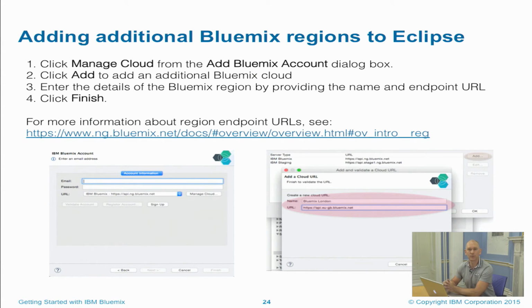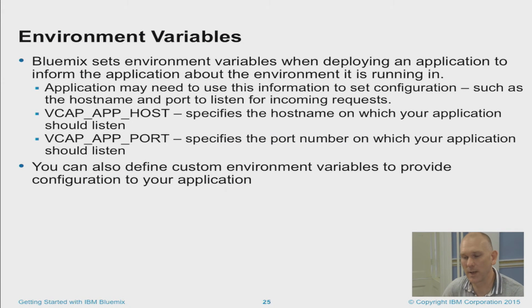So when you develop an application for Bluemix, there are a few changes you need to make to the application to allow Bluemix to manage the application. The first one is you have to use the environment variables to get configuration. When you write your application, Bluemix is going to tell you where your application should listen. So what host name and what port number your application has to listen on. And you need to use those values, otherwise Bluemix will not register your application as running.